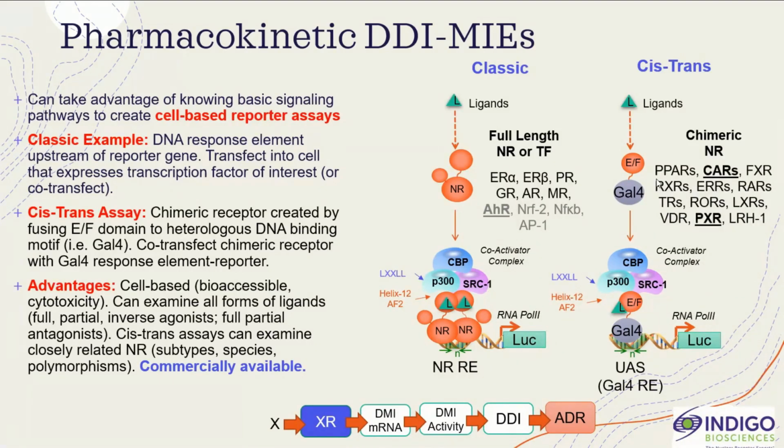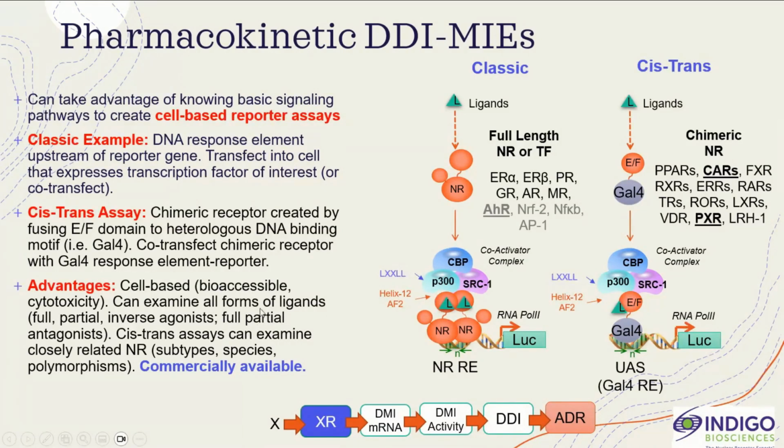So we have built a lot of these different types of reporter assays. These are in cells that are able to respond to a variety of different ligands. All you have to do is plate out your cells, add your test compound, put them back in the incubator, and you could read luciferase activity, and that's going to be reflective of whatever the xenobiotic receptor is that's being expressed in that cell.